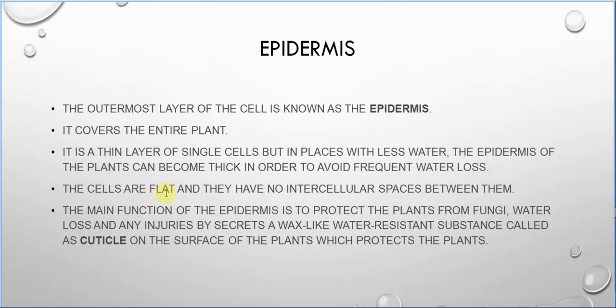Now the cells of epidermis are flat and they have no intercellular spaces between them. The main function of the epidermis is to protect the plant from fungi, water loss and injuries by secreting a wax like water resistant substance called cuticle on the surface of the plant which protects the plant. So what is the function of the epidermis? The function of the epidermis is to protect the plant from fungi, from water loss and from other infections.